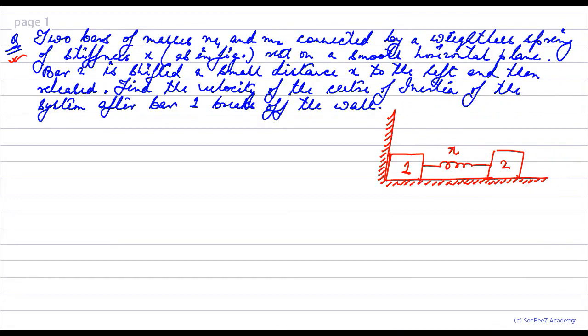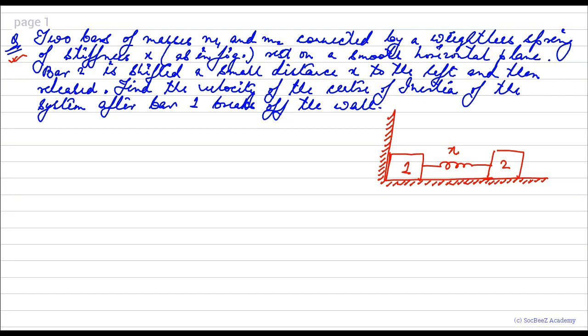Two bars of masses small m1 and small m2 connected by a weightless spring of stiffness x rest on a smooth horizontal plane. Bar 2 is shifted a small distance x to the left and then released. Find the velocity of the center of inertia of the system after bar 1 breaks off the wall.